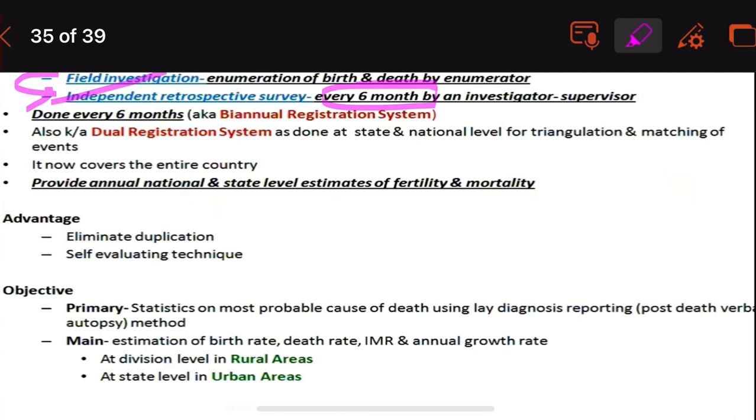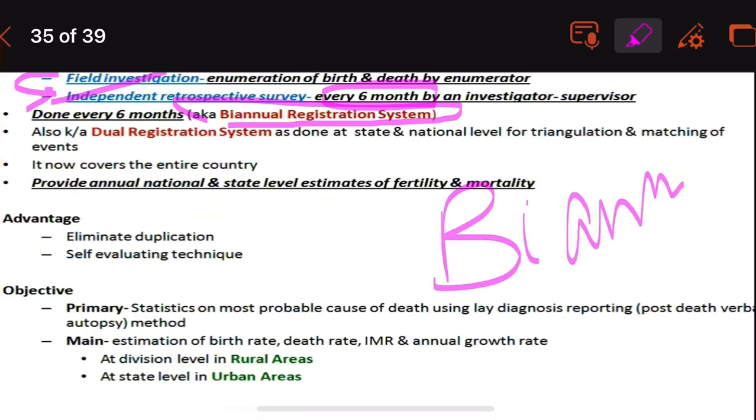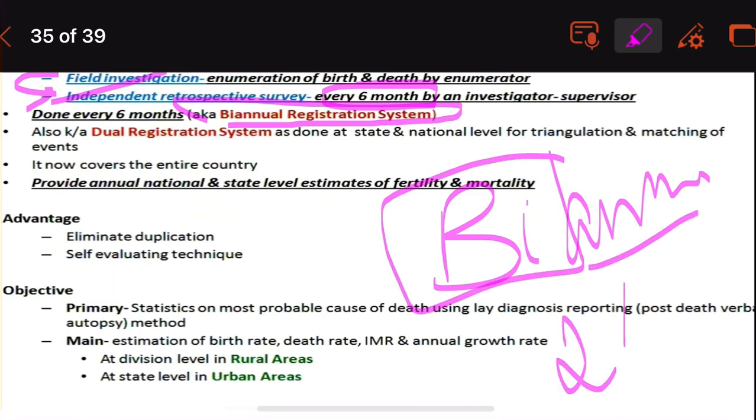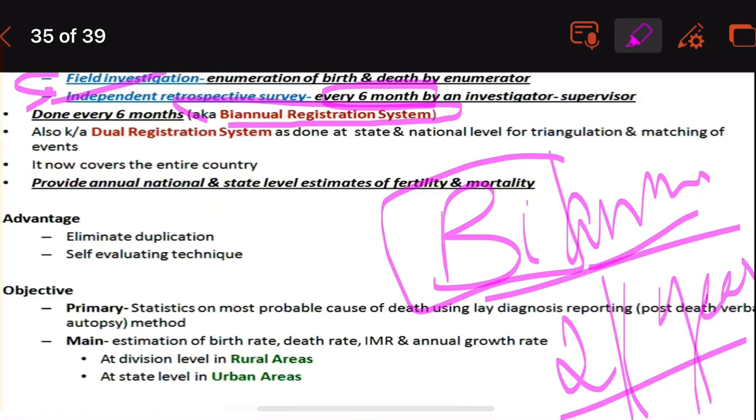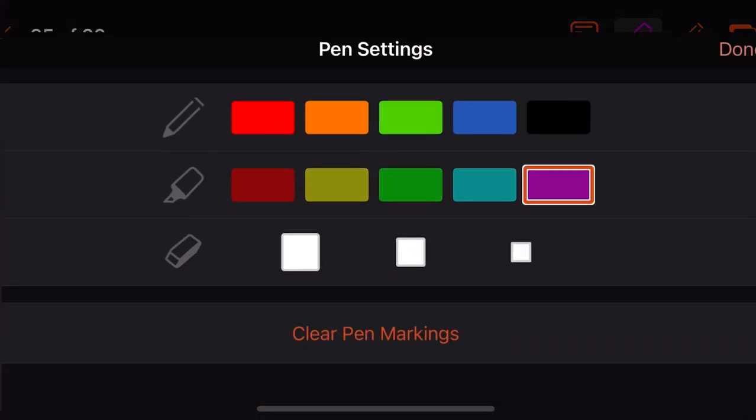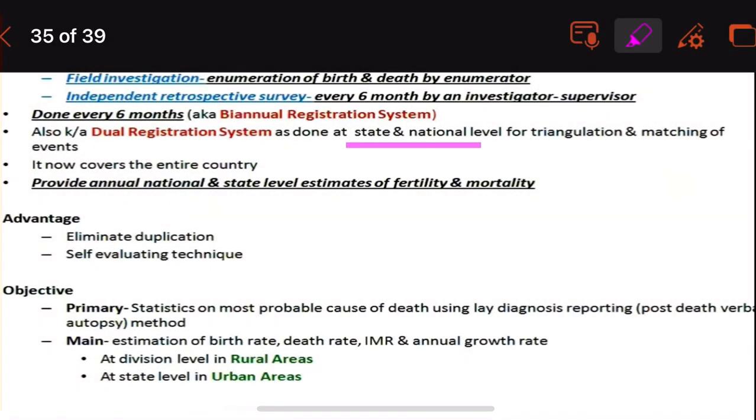It is also known as the biannual registration system. Biannual, I'm sorry guys, biannual. Annual is yearly; biannual is twice per year, which means every 6 months. It is also known as the dual registration system. It is done at the state level and also at the national level. So national and subnational levels are covered for triangulation and matching of events.